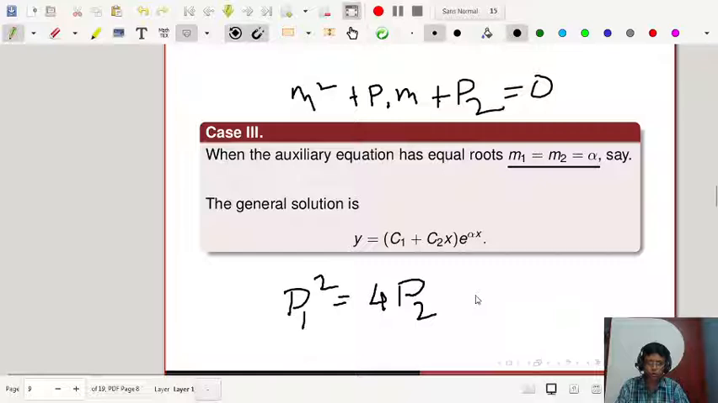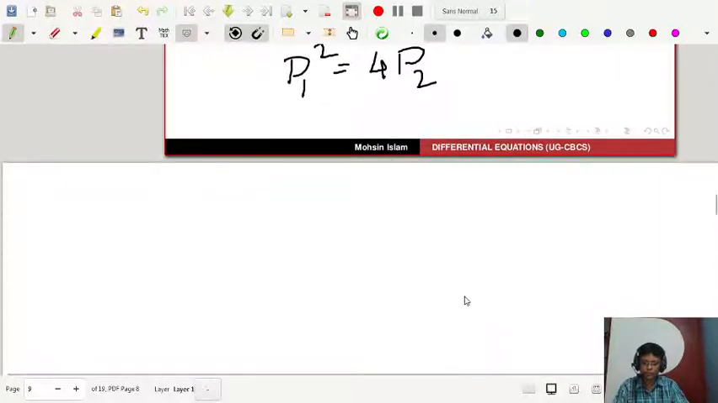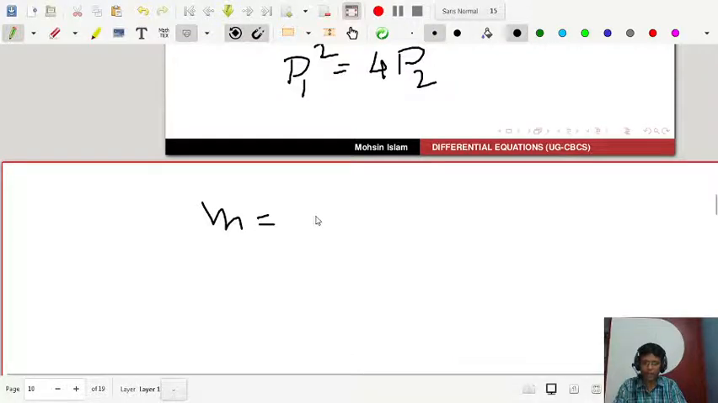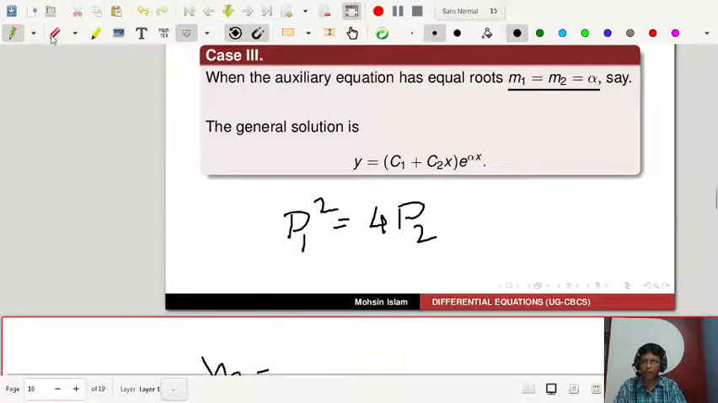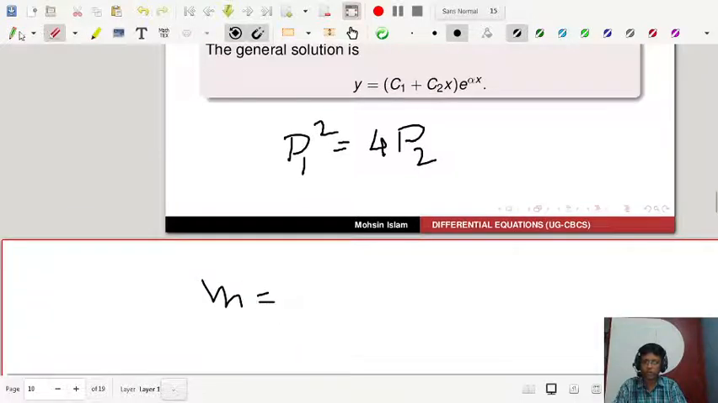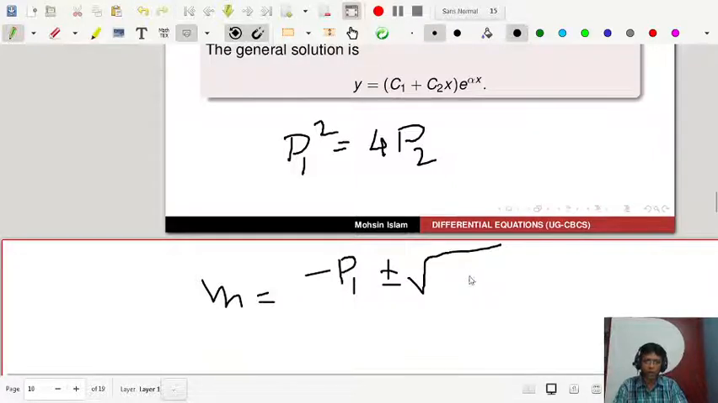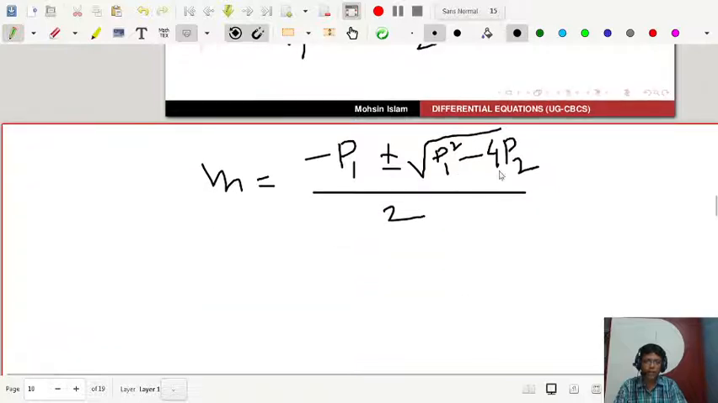P1 square equal to 4p2. So you have m equal to... the equal roots are given by, if you look at that, Sridhar Acharya's formula, if you want to calculate this equation, your equal roots are given by minus p1 plus minus root over b square minus 4ac, the discriminant, minus 4p2, by 2, right? And this part is 0 for equal roots, so it will be minus p1 by 2. So your equal roots are given by minus p1 by 2 and minus p1 by 2.